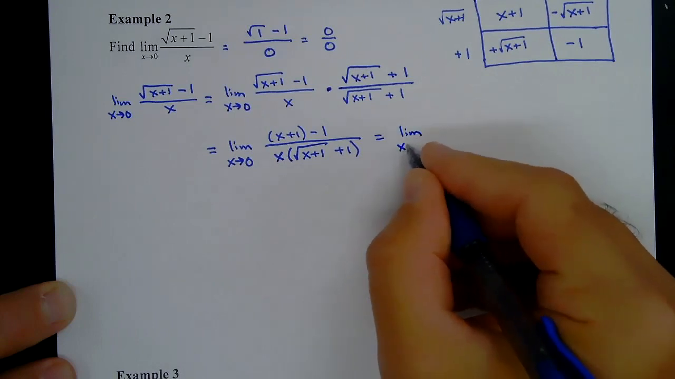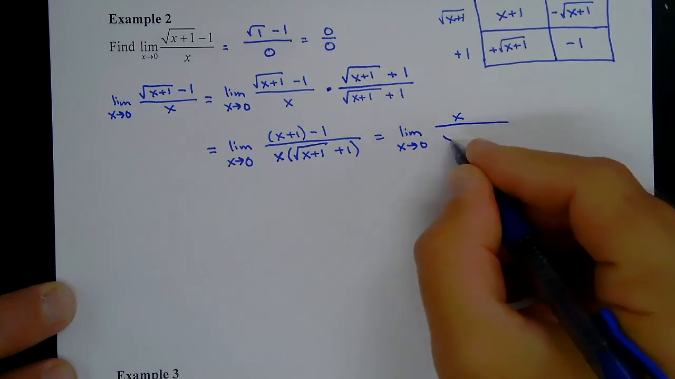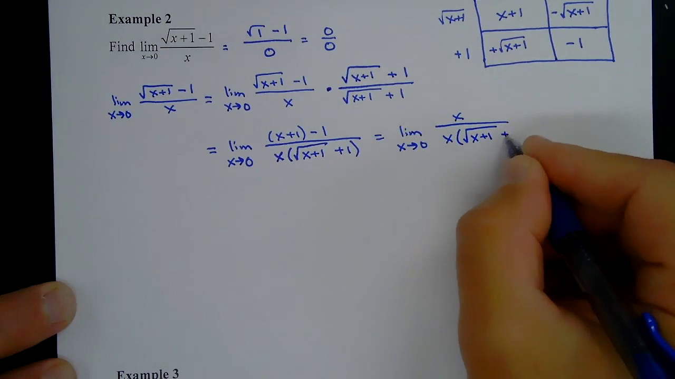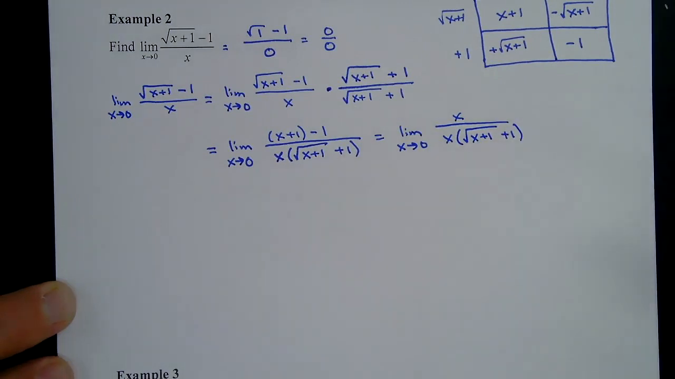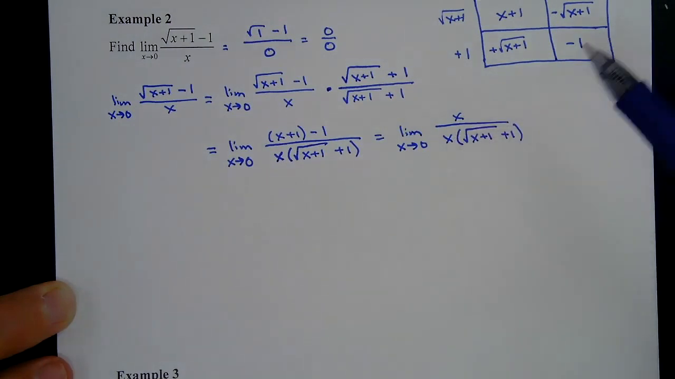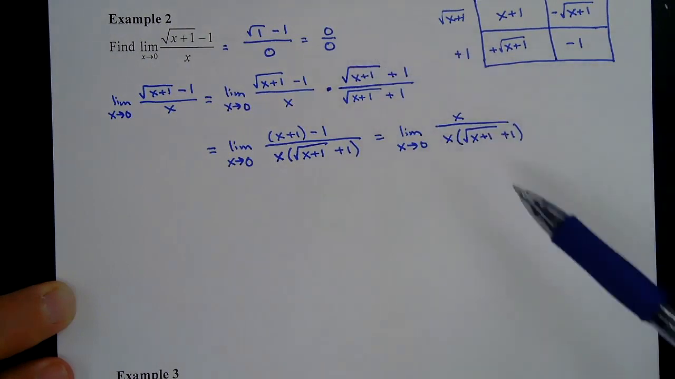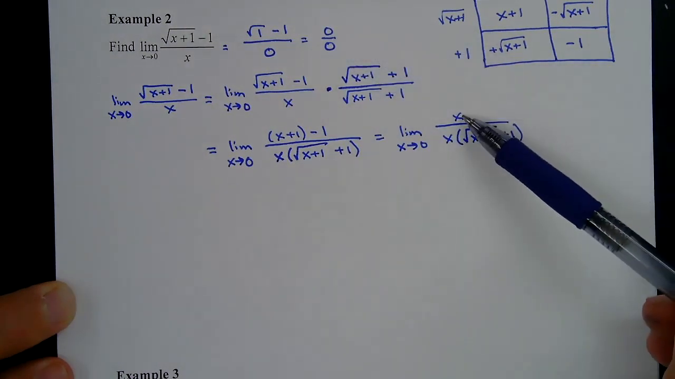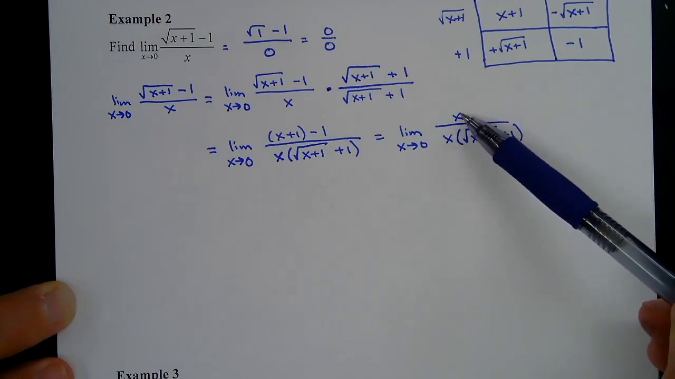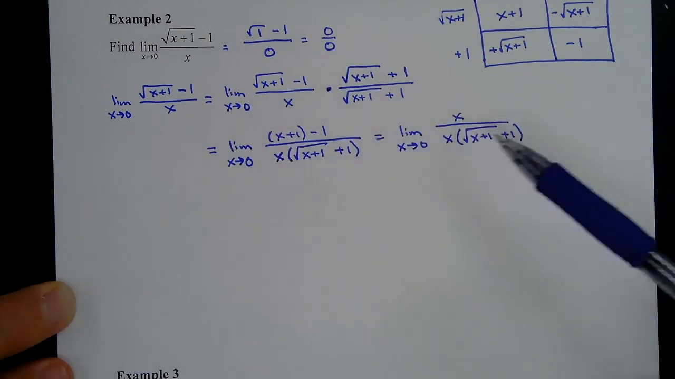So the limit as x approaches 0 of x over x times the square root of x plus 1, okay? Looking at this right now, we have a common factor. This is what's causing us to have the 0 over 0, because if we tried a direct substitution, we have 0 on the top and we're multiplying by 0 on the bottom. Now, because we have like factors, we can cancel these, all right?